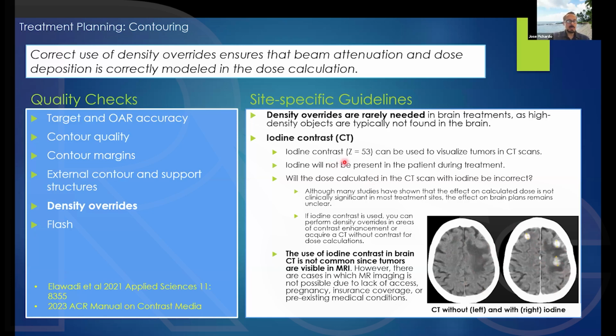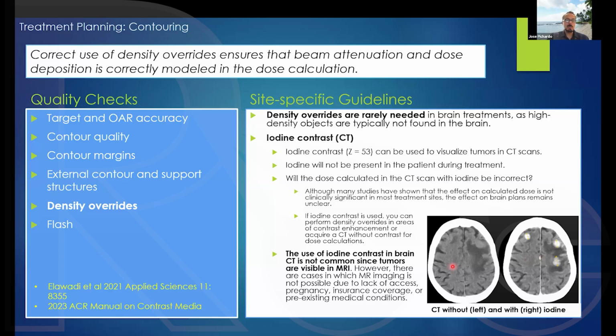Now, iodine has an atomic number of 53, so that's pretty high attenuation, right? And this iodine is not going to be present necessarily when you treat the patient. So what do you do? I mean, how do you handle this? Well, you could contour these lesions and then assign them a density of 1, right? So basically it was what we call overriding the density. You could do that.